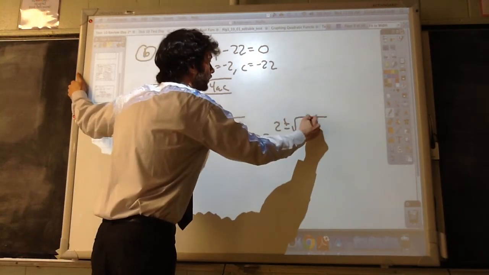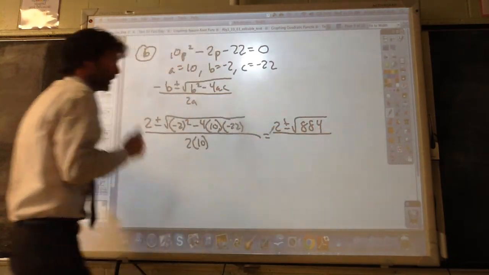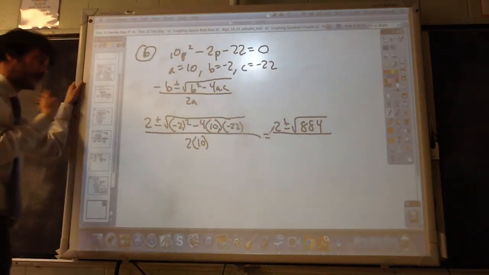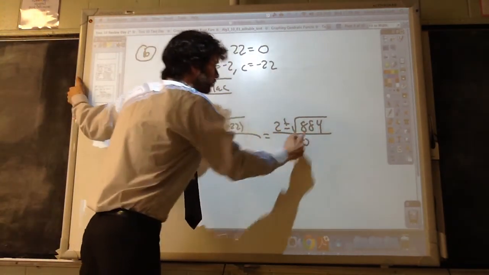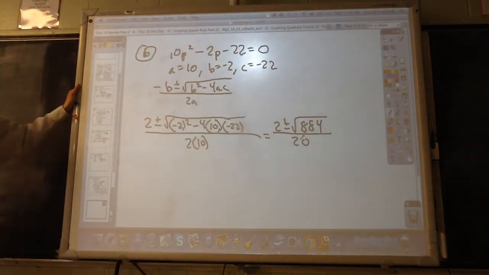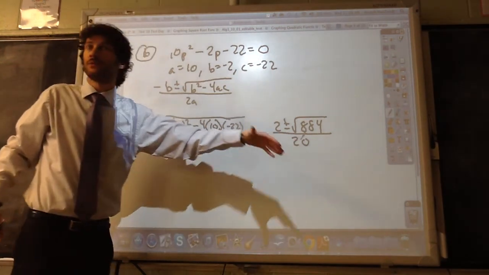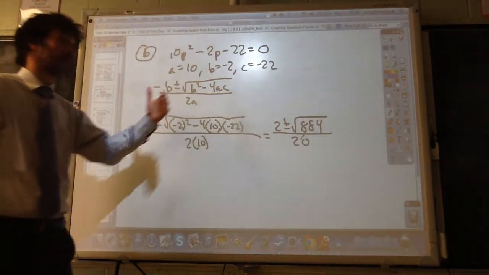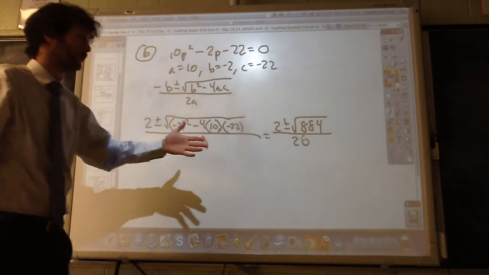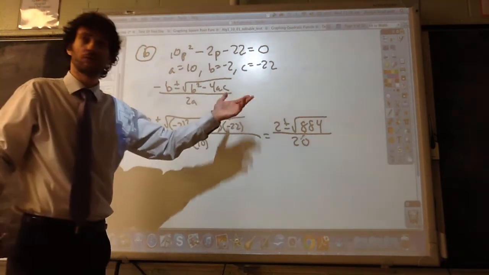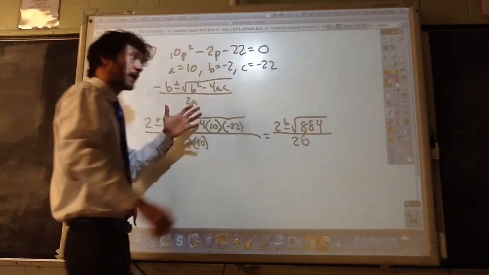Good, so when I evaluate this discriminant, I get 884 is the discriminant, and 2 times 10 is 20. And when we first learned the quadratic formula, this would be where we realized, oh, it doesn't work out nice and neat, and so this is my answer, right? But now we know how to simplify square roots, so you have to try and simplify the square root. You'd get most credit for this, but not full credit.